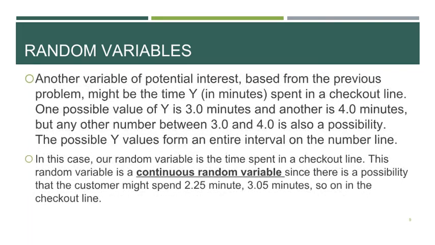Another variable of potential interest, based from the previous problem, might be the time y, in minutes, spent in a checkout line. One possible value of y is 3.0 minutes and another is 4.0 minutes, but any other number between 3.0 and 4.0 is also a possibility. The possible y values form an entire interval on the number line. In this case, our random variable is the time spent in a checkout line. This random variable is a continuous random variable since there is a possibility that the customer might spend 2.25 minutes, 3.05 minutes, so on in the checkout line.